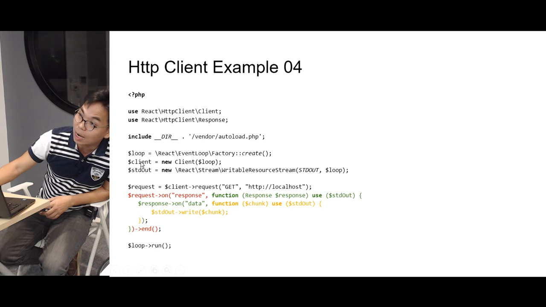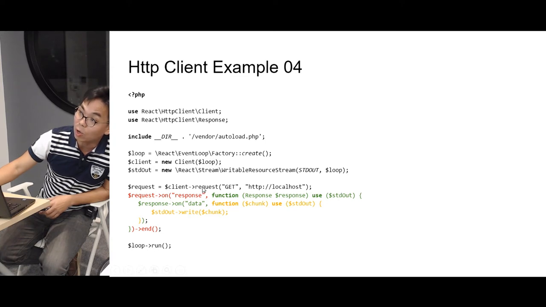In this case, I create a client, a HTTP client. That's why I say you need to know namespace, right? Because it's like a shortcut. This is supposed to be React HTTP client. So I use this, put in the loop, right? Then this is a standard out, right? I need this to write to the console.